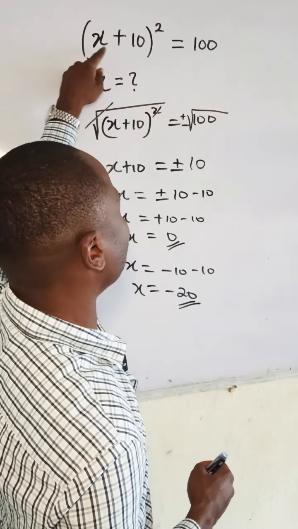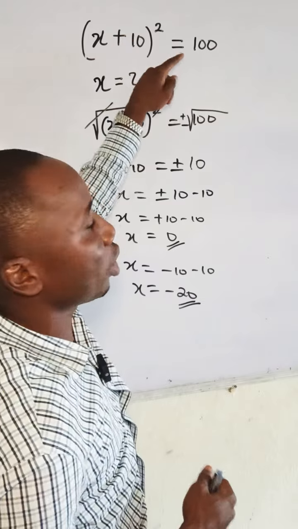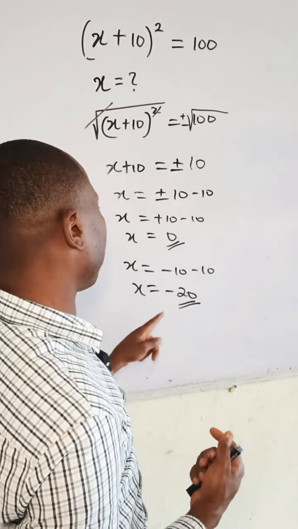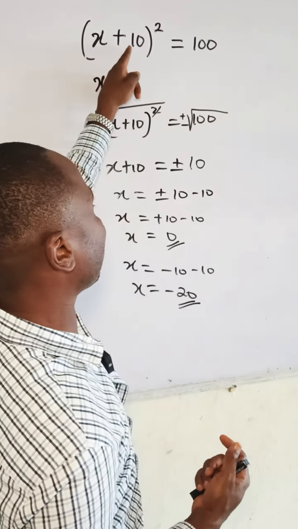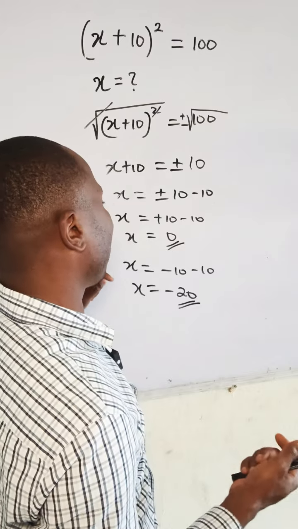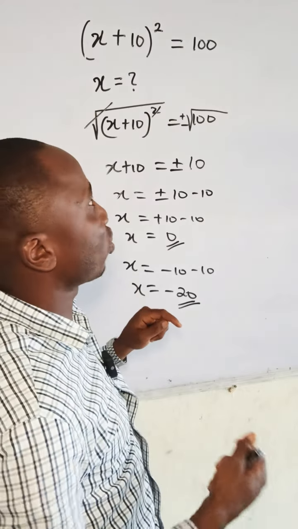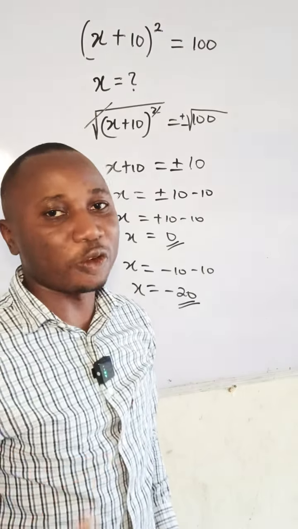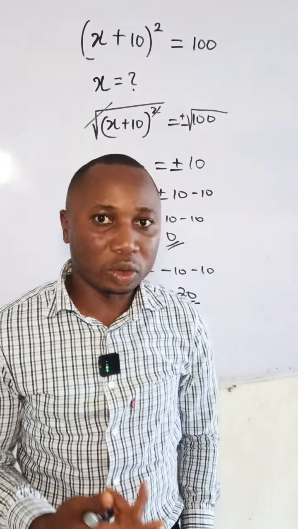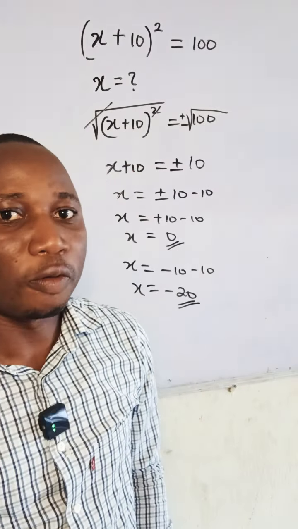If you put 0 here, you have 0 plus 10, which is 10. 10 squared means what? 10 times 10, which is 100. If you put in minus 20 here, minus 20 plus 10, that will give you what? Will give you minus 10. Minus 10 squared is what? 100.